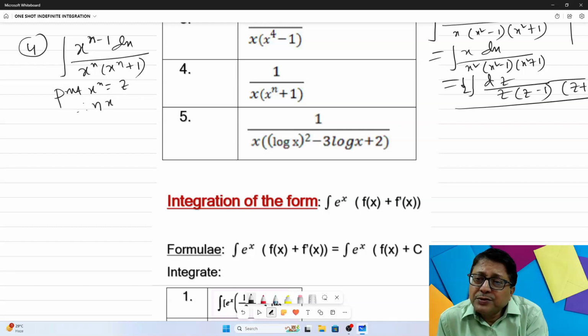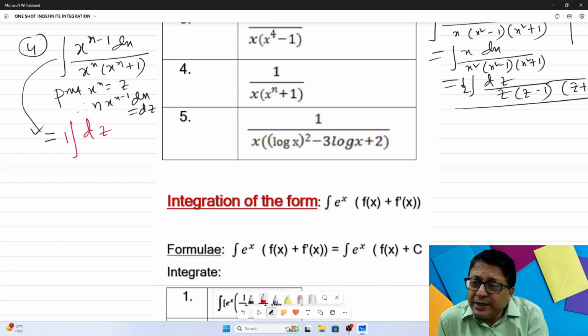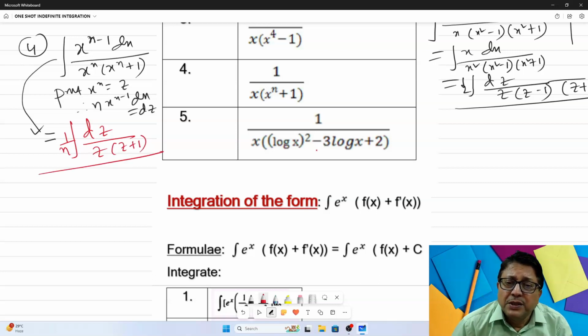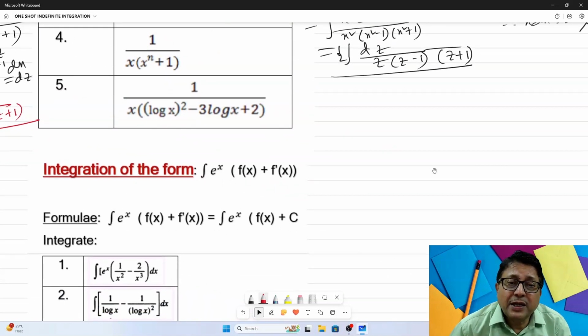So n x to the power n minus 1 dx. So x to the power n minus 1 is there. If you rewrite it, this will be changed to dz by n, that you keep outside, z into z plus 1. You can use partial fraction: A by z, B by z plus 1. Get A and B by the method I told you earlier.